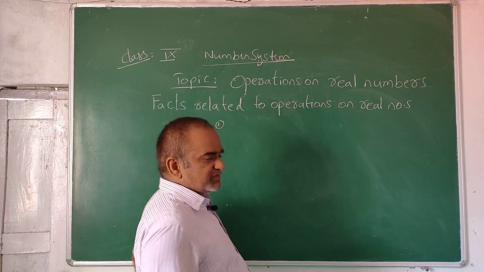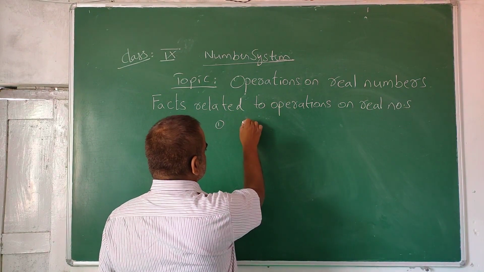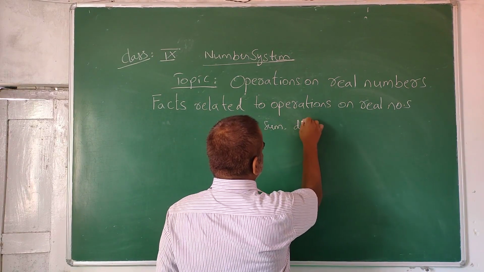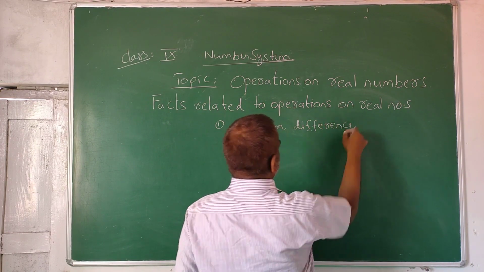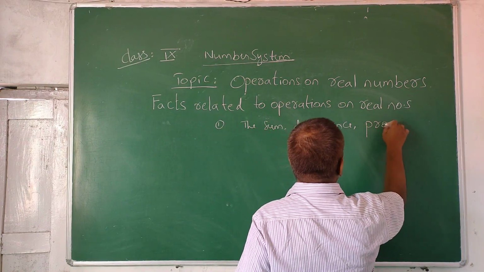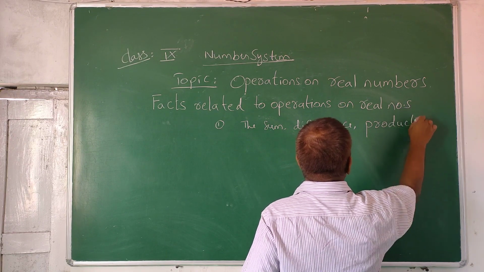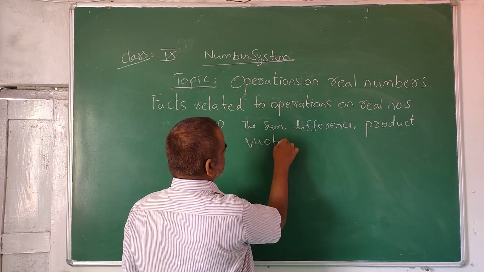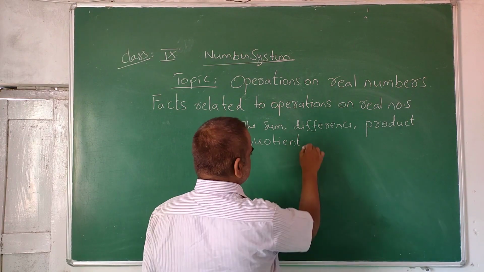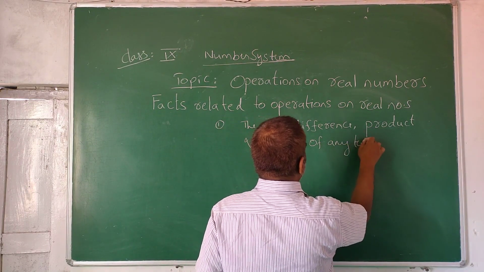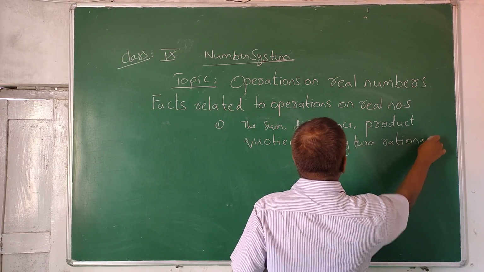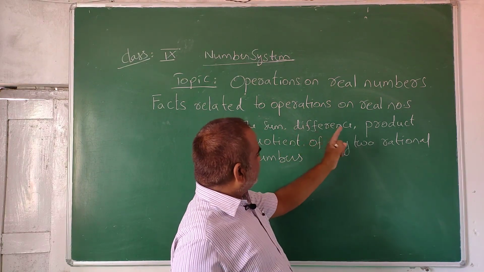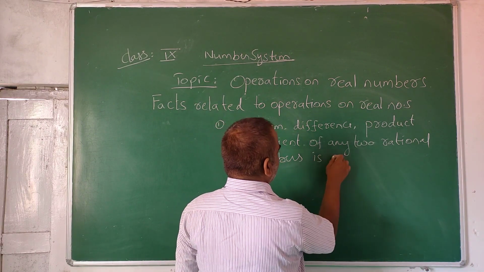See here, the sum, difference, product, quotient of any two rational numbers is again a rational number.